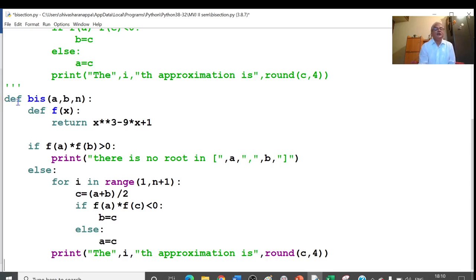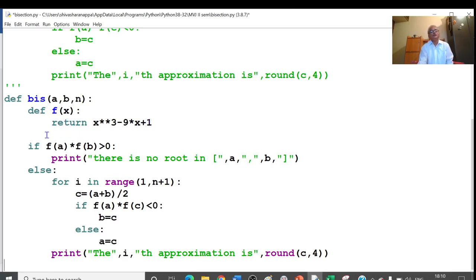I will define a function with def. I have given the name BIS, for bisection method. You can give any name here. In this bracket, I have to give the inputs: the lower limit, the upper limit, and the number of iterations. Then I will define my function: def f of x, return x cube minus 9x plus 1.